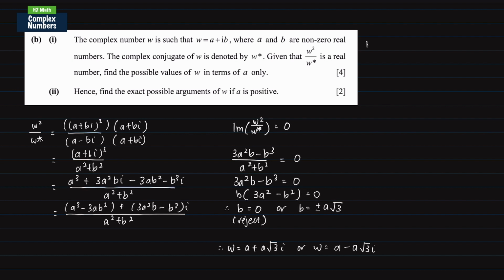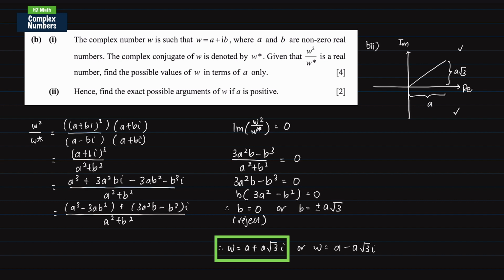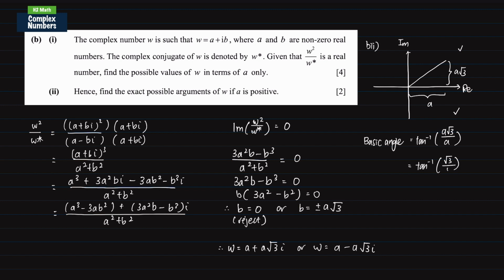So let's try to approach b part 2 of this question. You realize in the question that a is a positive number. This means that if we illustrate the complex number on the Argand diagram, this complex number will lie on the first and fourth quadrant. So let's consider w equals to a + a√3 i. The argument of this complex number will be tan⁻¹(a√3 over a), and if we simplify it, we will have tan⁻¹(√3 over 1). This means that the basic angle is equals to pi over 3.